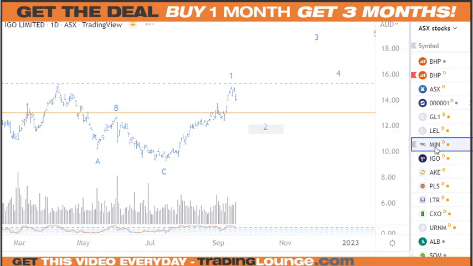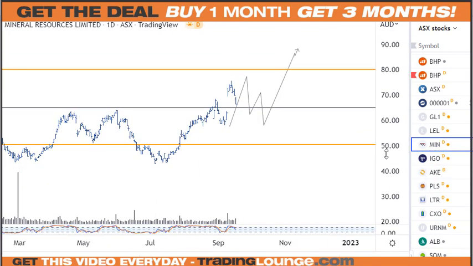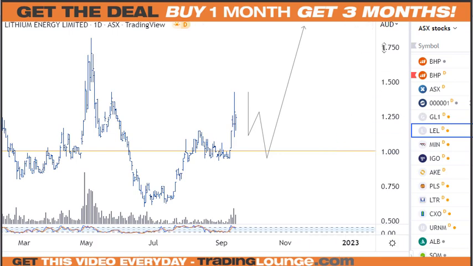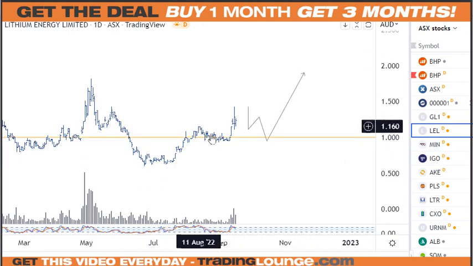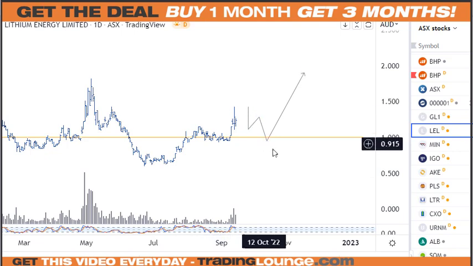And MIN here, that's coming off nicely as well. Still a bit early to do anything at this point. LEL is another one here. I'm thinking this was 1 and 2 and 3 and 4 and 5 here, so I still want to see it back. So buying this back at $1 would be nice.